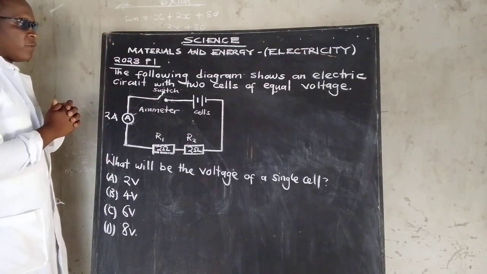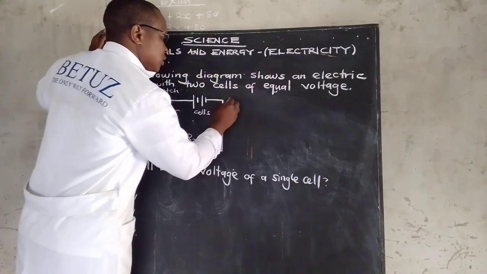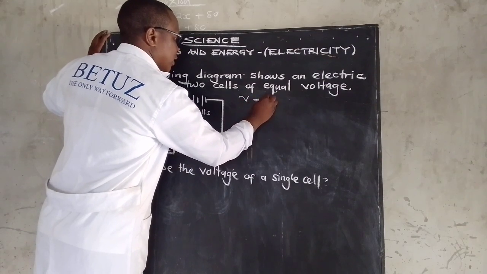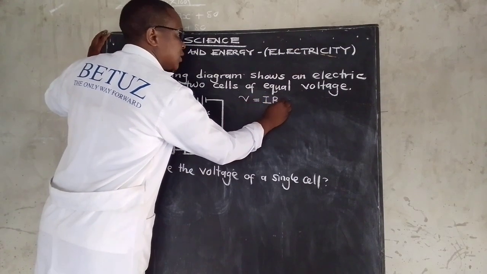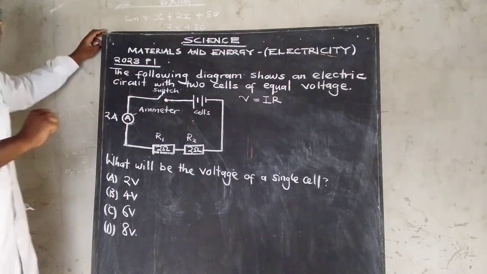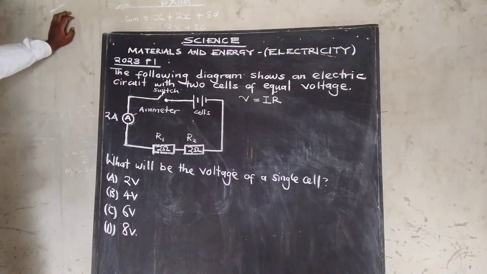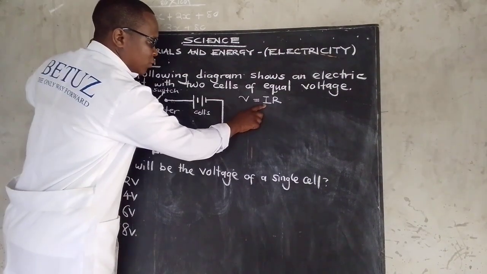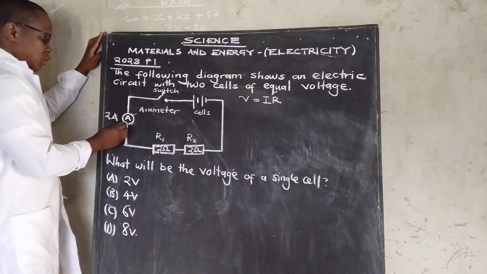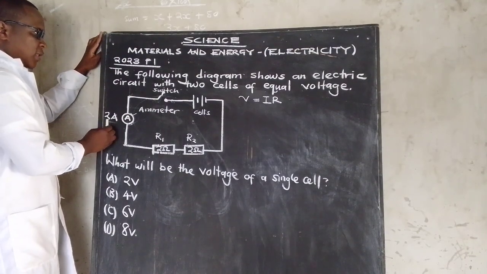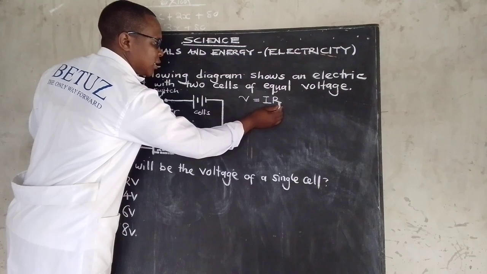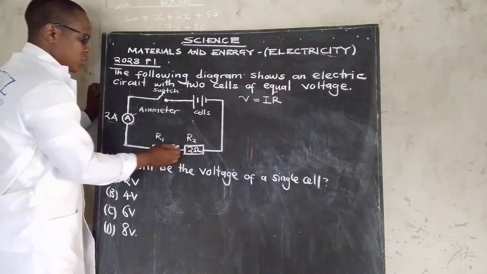So how do you find the voltage? Total voltage is equal to current times resistance. That's the formula for finding voltage. The current is 2 amps. Now we need to find the total resistance for the two resistors.